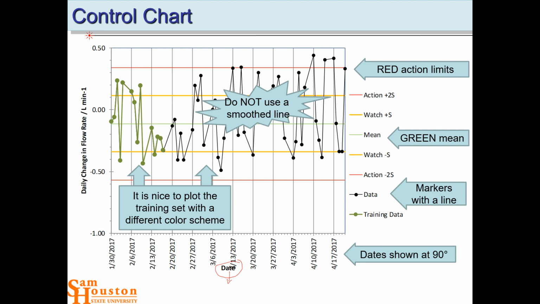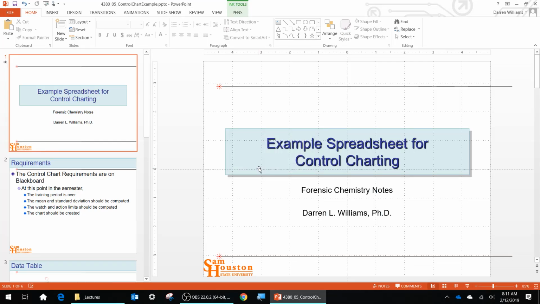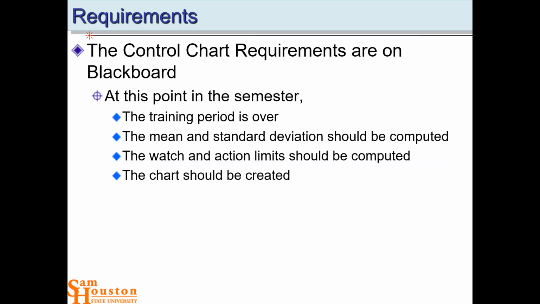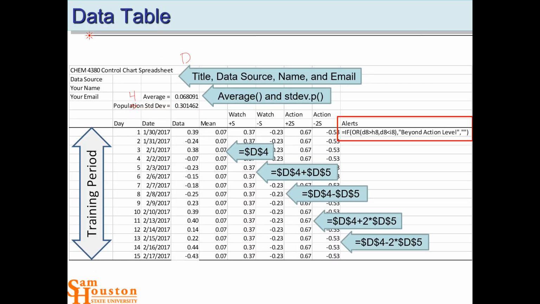Any questions about this? That's really the assignment. Just turn in your spreadsheet that has a control chart in it like this, properly formatted, and then all of your data columns and everything. So your data table should look like this with the action limit.